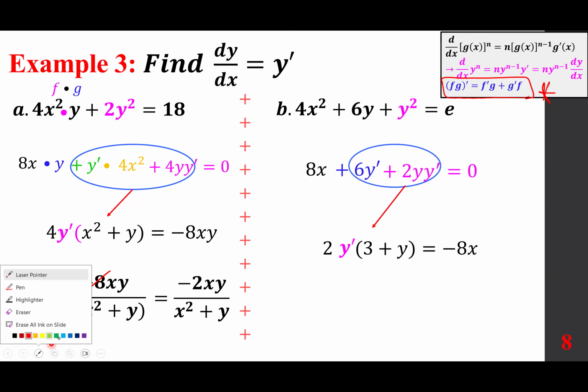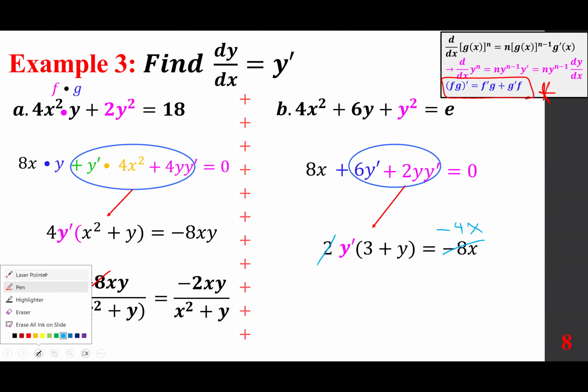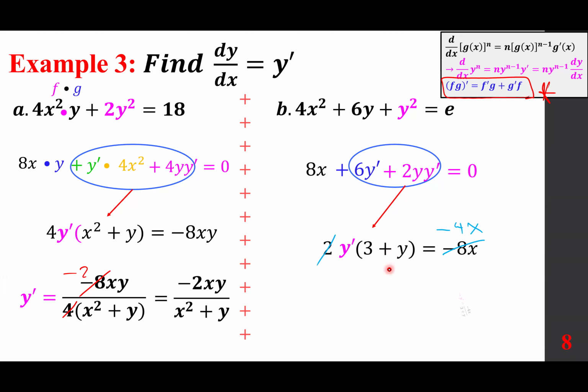So right away we can drop the 2 and change this one to minus 4x. Divide by 3 plus y, and y prime becomes minus 4x over 3 plus y as the final answer for this case.